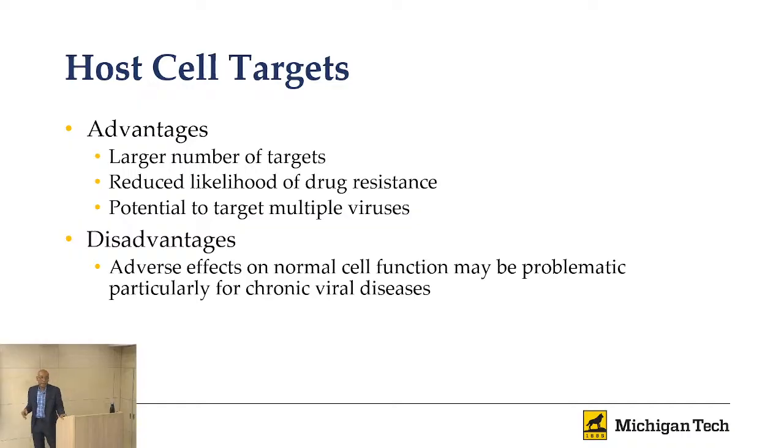So also you can target the host cell where it is replicating, so an indirect approach. Rather than going into the virus, you can target the host cells. But the point is, non-specifically you may also kill good cells, right? So adverse effects on normal cell function may be problematic, particularly for chronic viral diseases. So it has both pros and cons, to target the host cells that way.